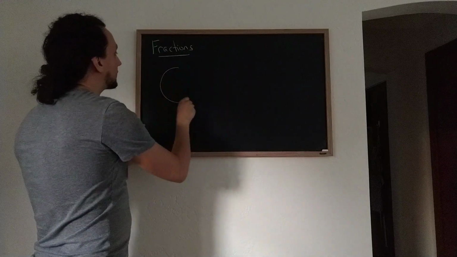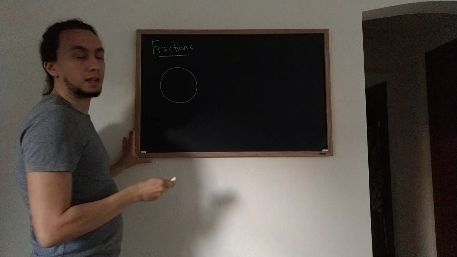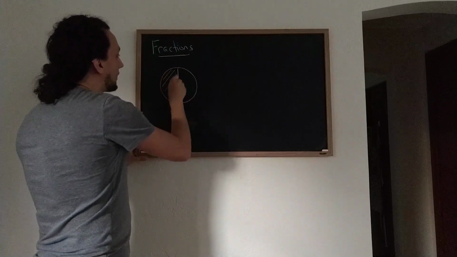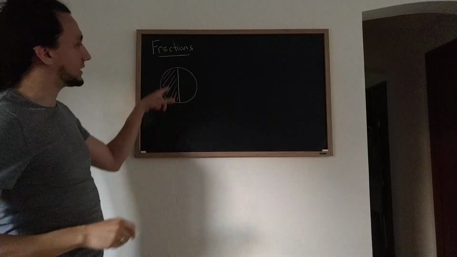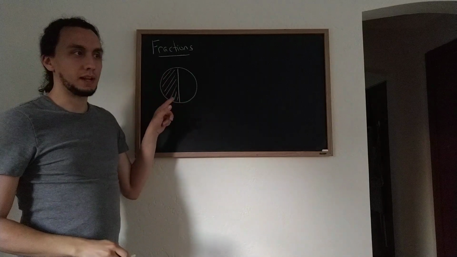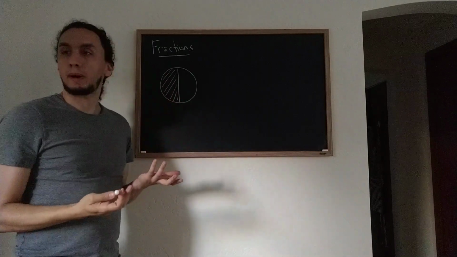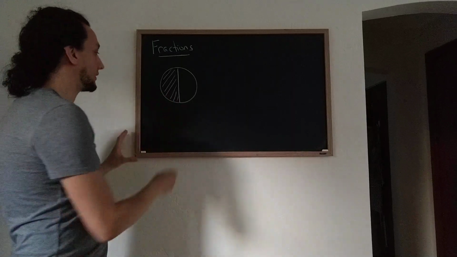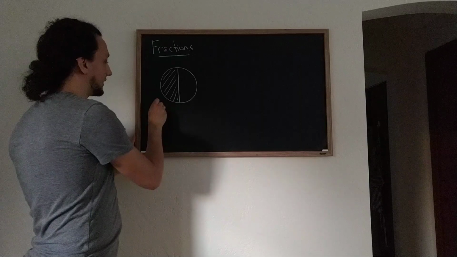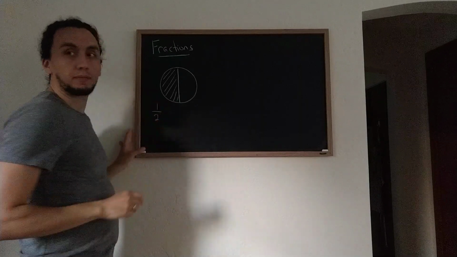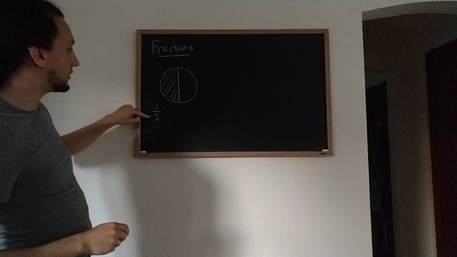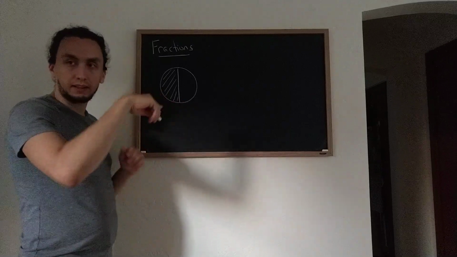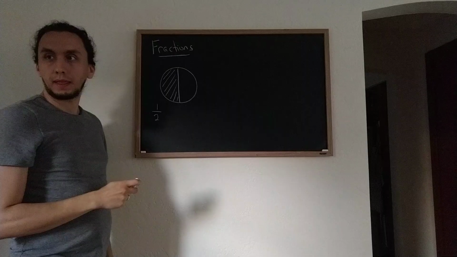So I'll start with a picture. Here's a circle, and I can cut this circle in half and think about just this half of the circle, right? Like half of a pie or half of a pizza, right? And this is our first example of a fraction. This is called half, and you write it like this. So you write a fraction with two numbers, a number on top, a number on the bottom, and a flat line in between them. Okay?